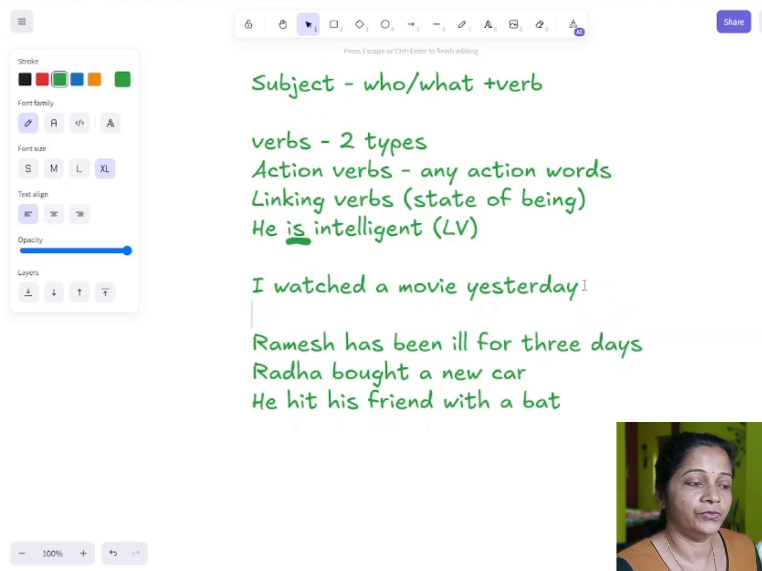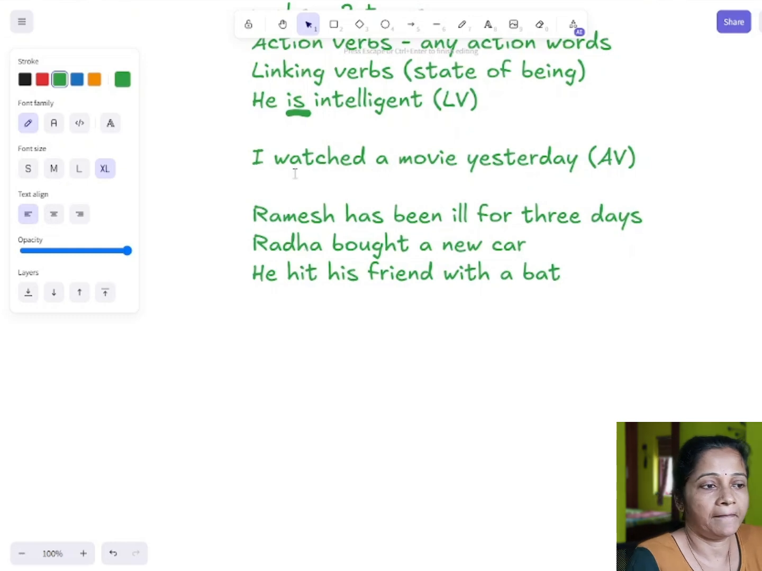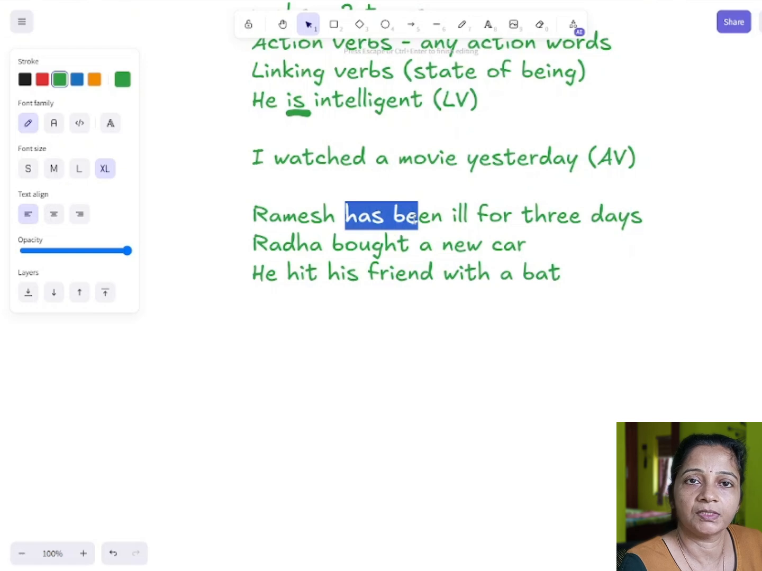Now second sentence. I watched a movie yesterday. I is the subject. Watched is the action verb. Why? Watch is an action. Okay. Now Ramesh has been ill for 3 days. So what is the verb here? Has. Then what about been? Been is also a verb that we will study in detail later. But for the time being, you have to understand that a verb can be one or more words. Sometimes the verb will have 2 words, and sometimes it will have 3 words or even 4 words.